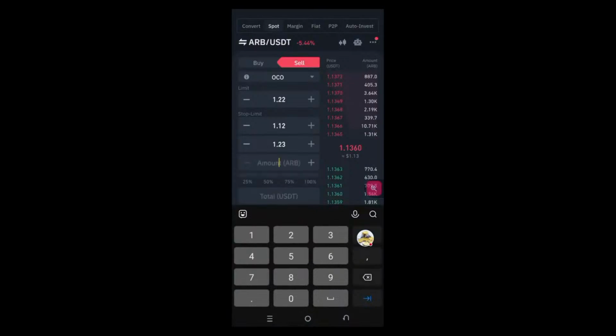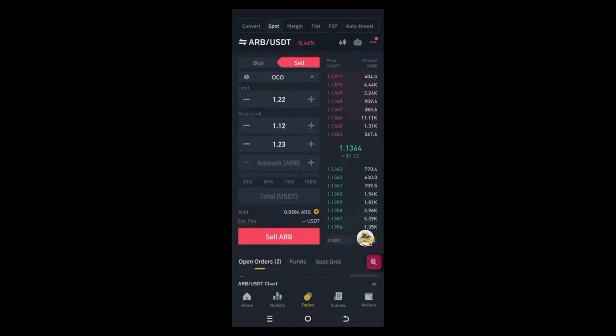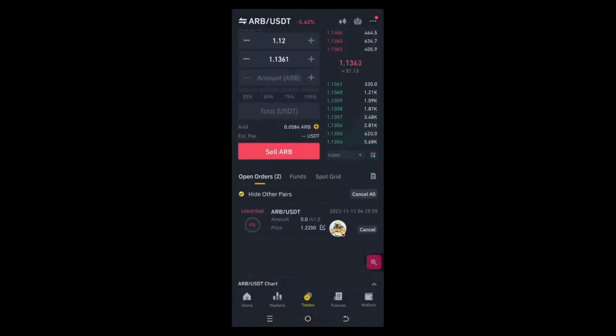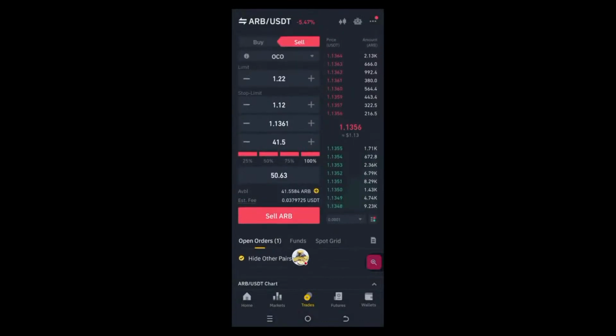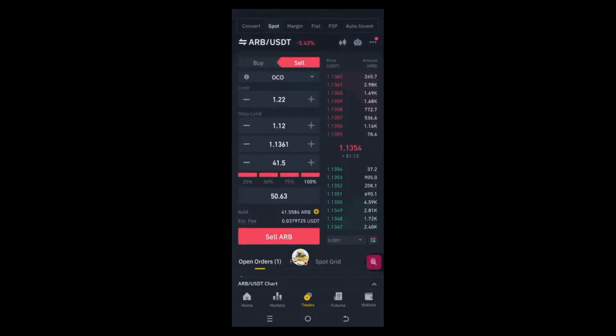So maybe just for the sake of this, I should just cancel that so that you can see what I'm saying. If I cancel this, don't forget what I put here is 1.22. So you just pick up everything, right? Can you see that? Can you see what's going on here? So all of these things are set. By the time I click on my sell ARB, one of 2 things is going to happen, and that's one cancels the other.